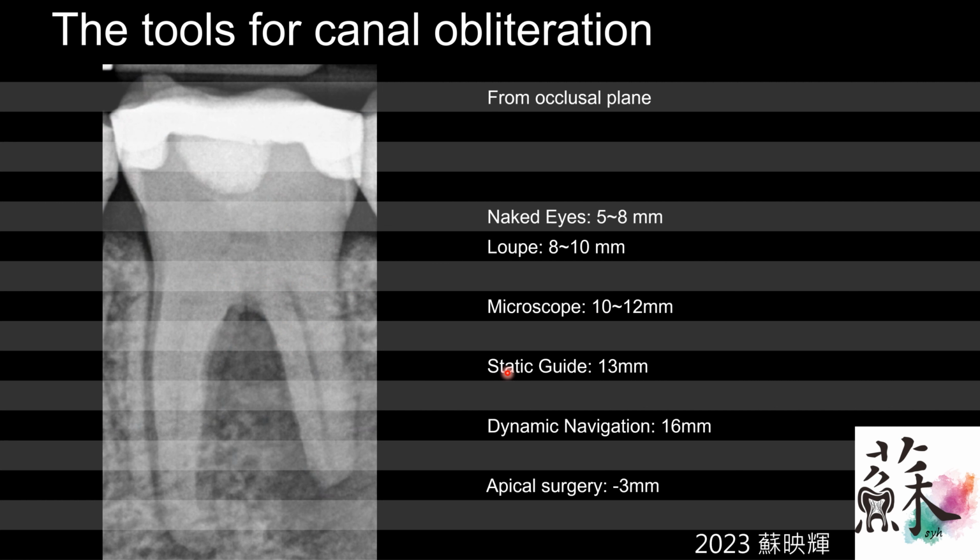And if you use the static guide, because the guide has a thickness, maybe you can only reach about 30 millimeter from the occlusal plane. But if you use the dynamic navigation, you can reach 60 millimeter from the occlusal plane. And the minus 3 millimeter is for apical surgery.